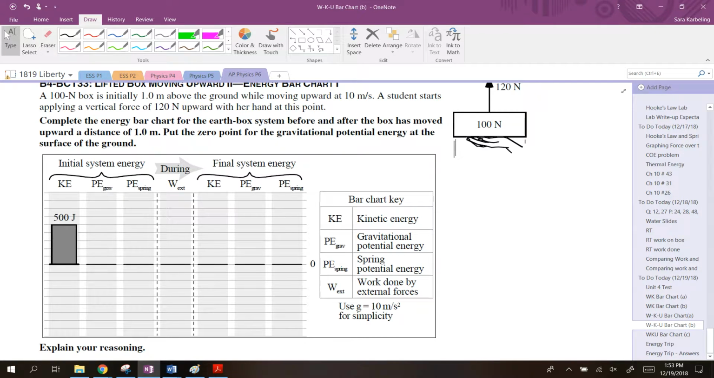A 100 Newton box is initially 1 meter above the ground while moving upward at 10 meters per second. That's a lot of information. A student starts applying a vertical force of 120 newtons to the box upward with her hand at that point. Complete the energy bar chart for the Earth box system before and after the box has moved upward a distance of 1 meter, putting the 0 point for the gravitational potential energy at the surface of the ground. Ooh, there's a lot in here.